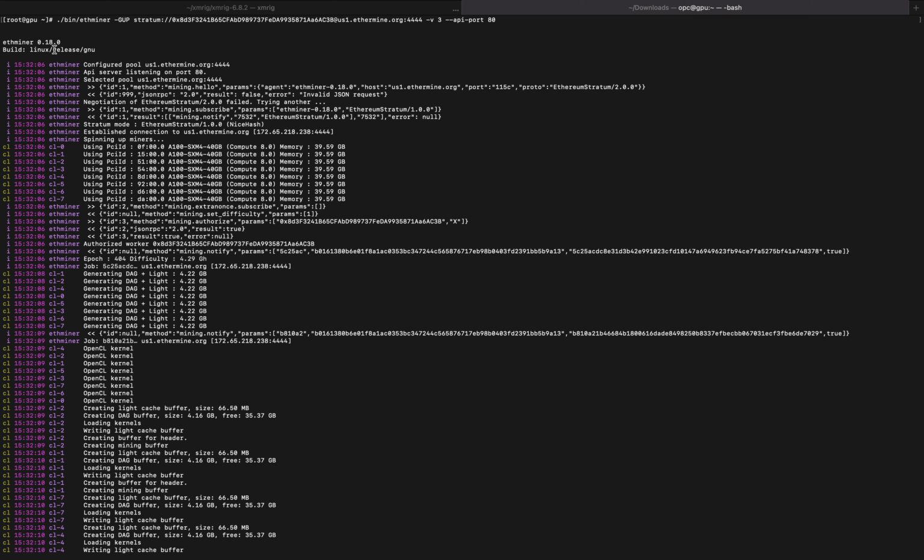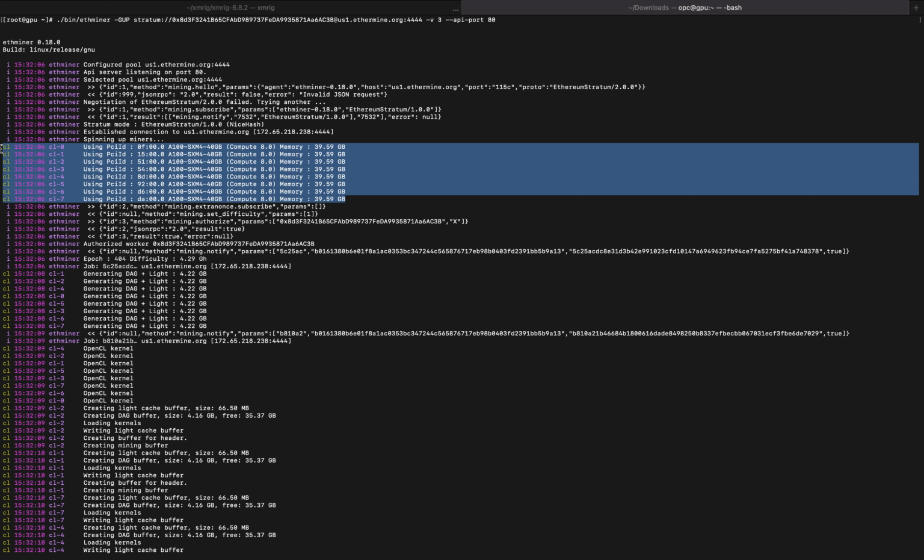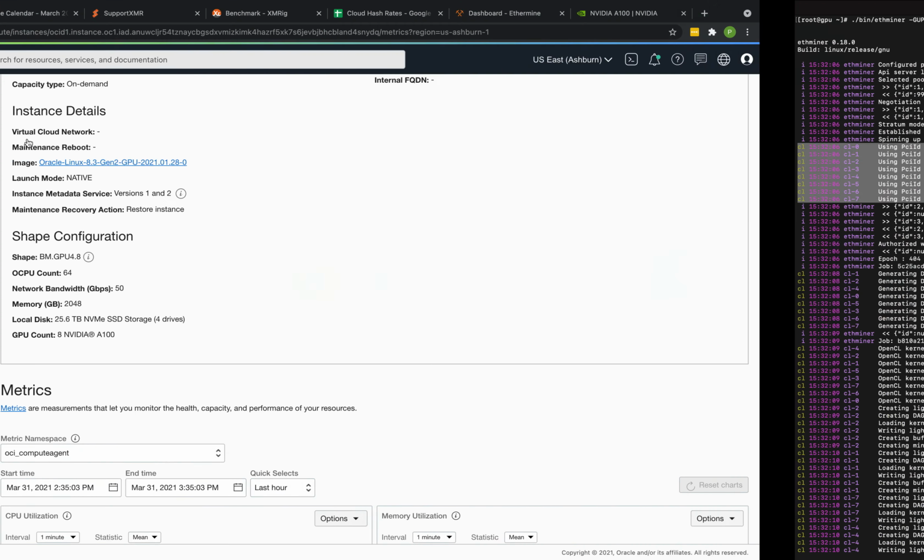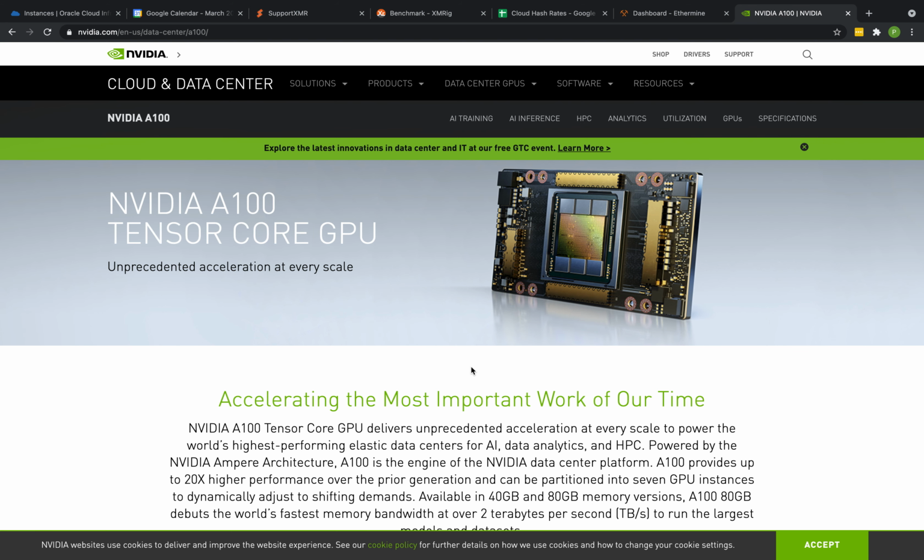Once I logged in, I installed Ethminer and pointed it at Ethermine and ran it. And you can see here that it saw all eight cards. Each one of them has 40 gigs of RAM. And if we read about NVIDIA's press release on this, they've got two models, a 40 gig model and an 80 gig model. So my machine has the 40 gig model.